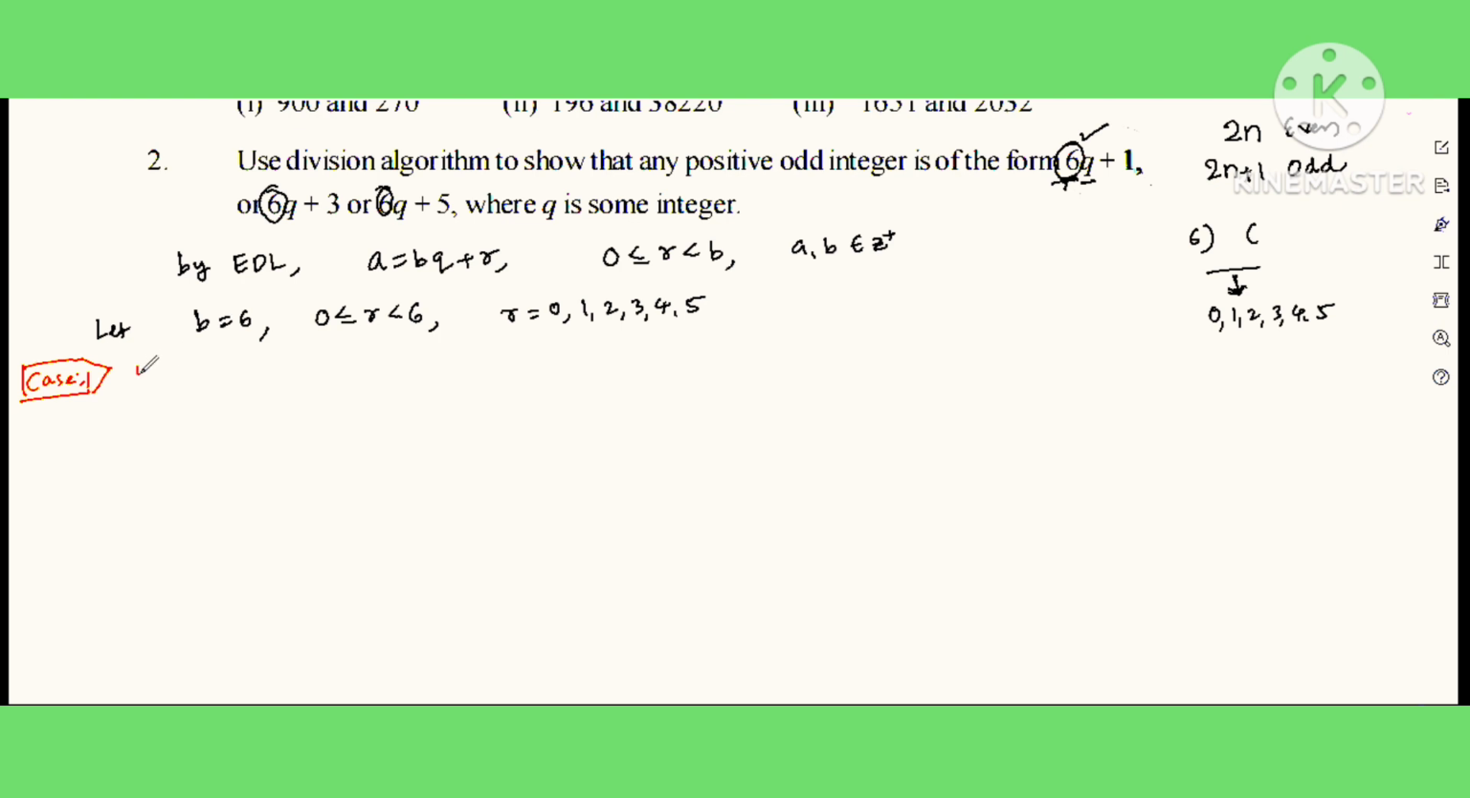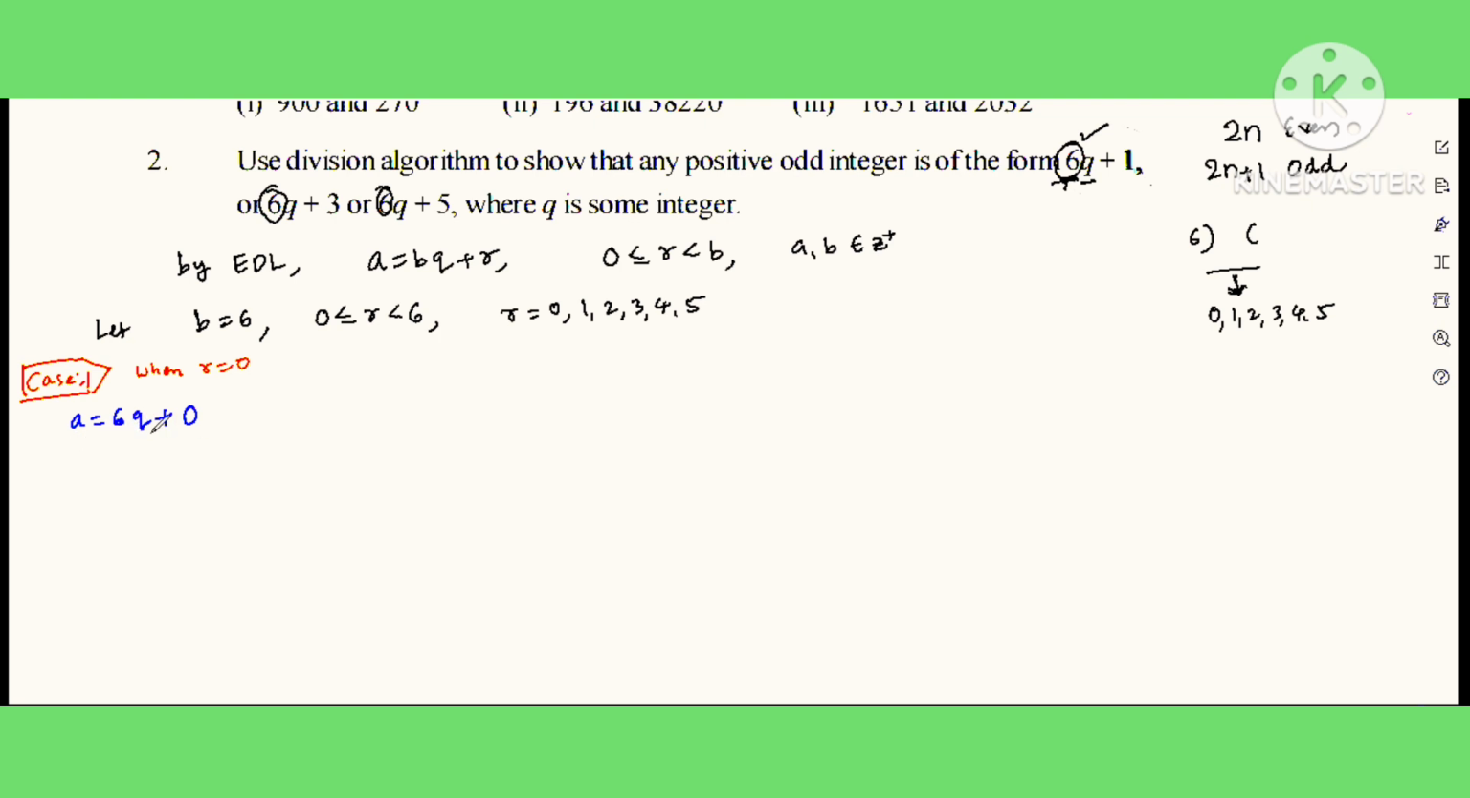When r equals 0, what do you get? We get a equal to 6q plus 0. So now, after writing this, what to do?